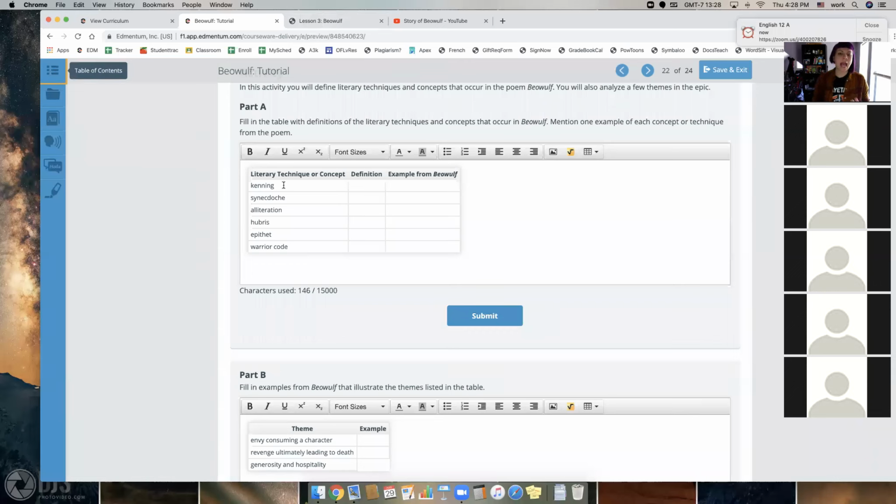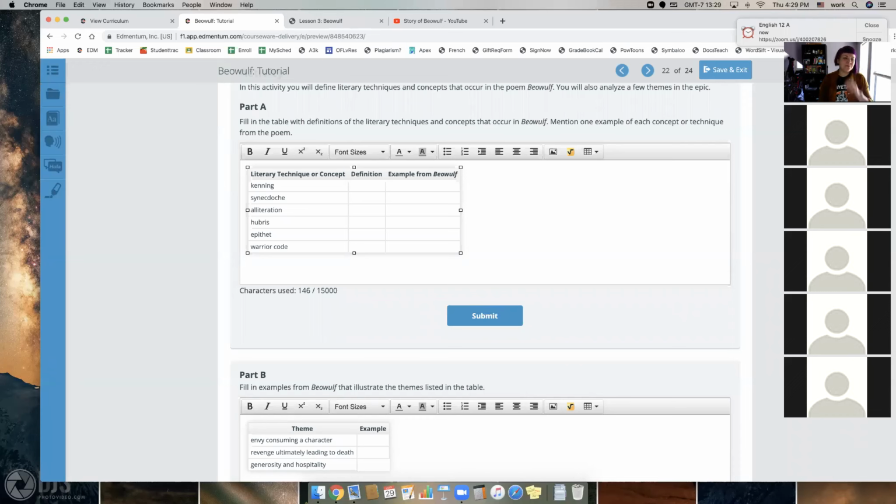Okay, so kenning, the definition here is a compound word or phrase that's also a metaphor. So remember that a metaphor is comparing two unlike things without using like or as, so merely stating that something is. So the moon is a wheel of cheese would be a metaphor, whereas the moon is like a wheel of cheese would be a simile. So kenning uses a metaphor. I just pointed out where you can find an example.